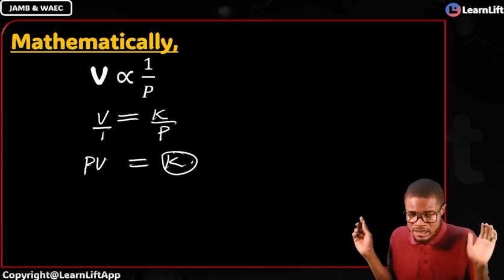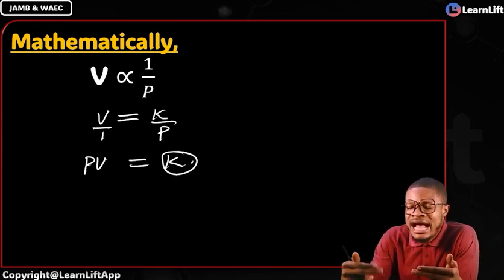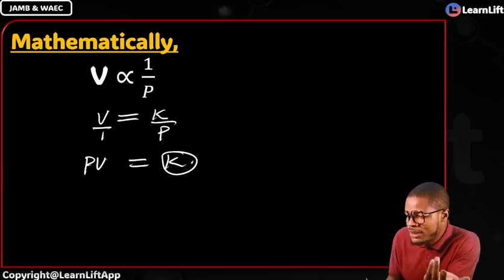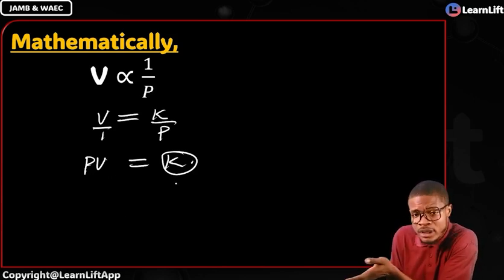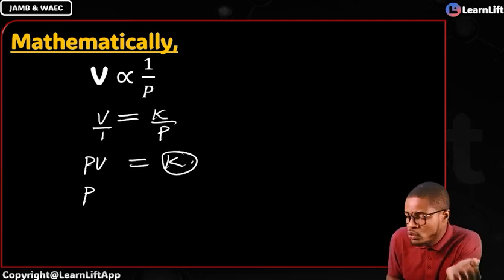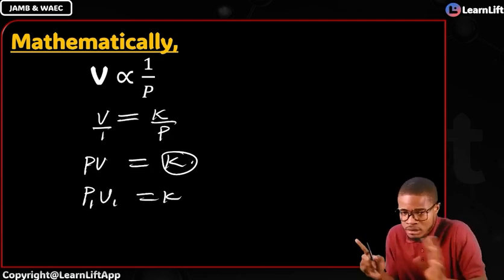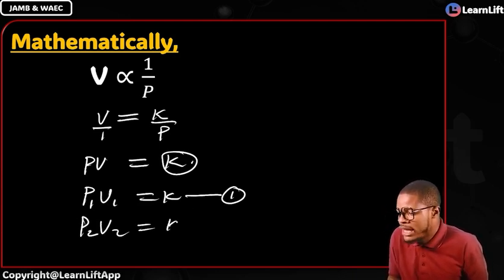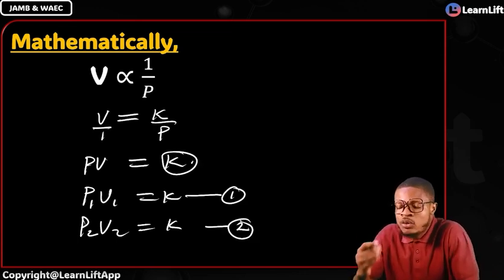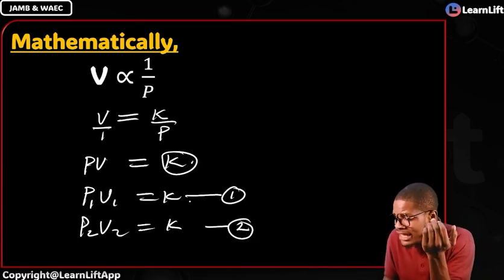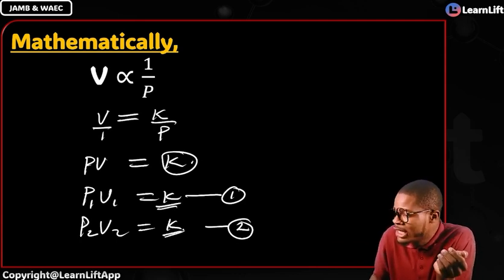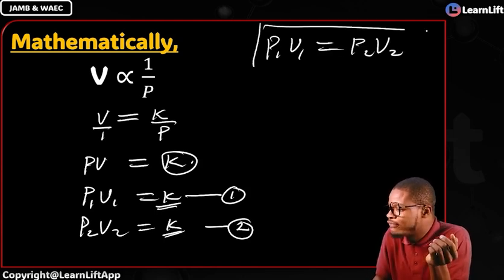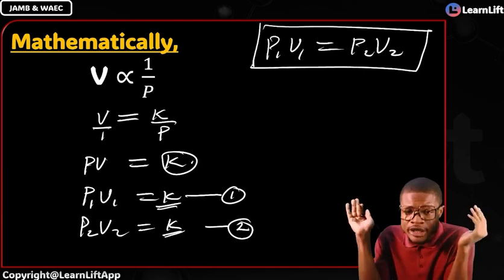And this K is your constant. Now, what happens when I have two different gases that I want to relate with Boyle's law? If PV is equal to K, then for two gases, P1V1 is equal to K, this is equation 1, or P2V2 is equal to K, this is equation 2. Can I equate equation 1 and equation 2? Yes. K and K are the same. Because K and K are the same, it means that P1V1 is equal to P2V2. This is the formula we are going to be using to solve everything about Boyle's law.